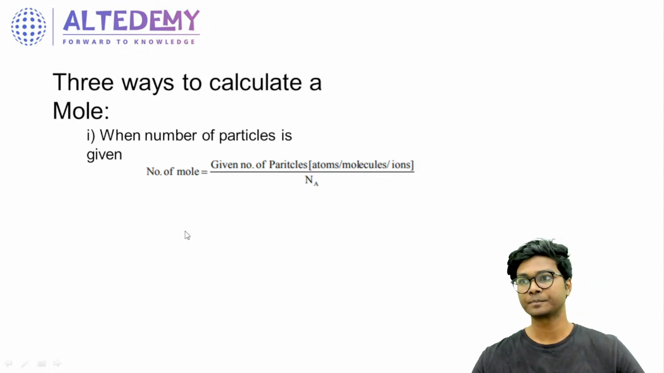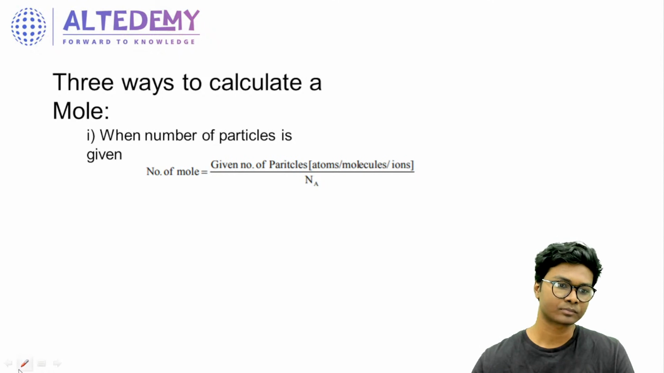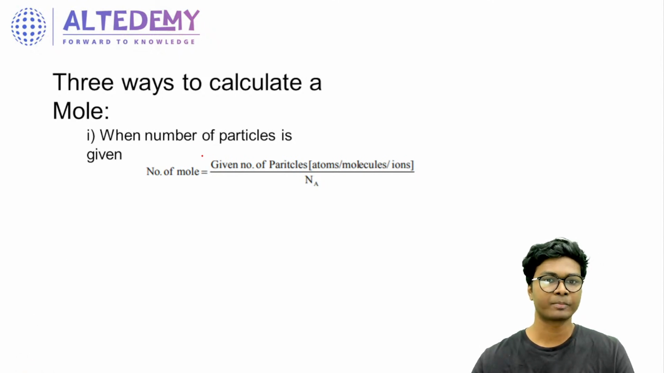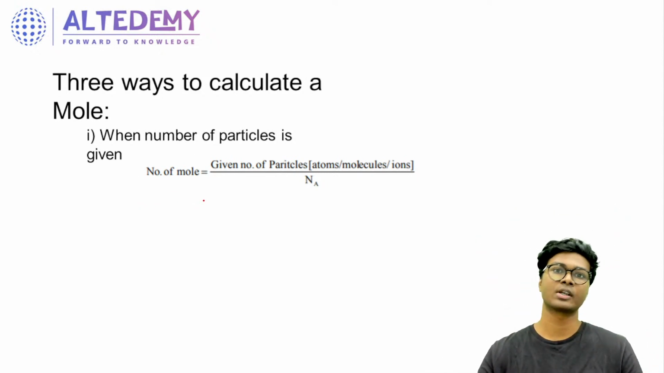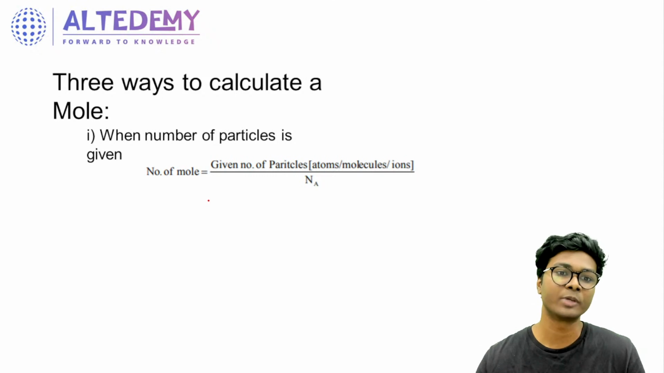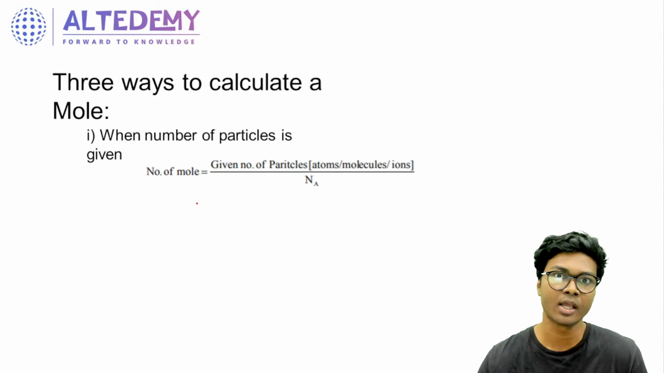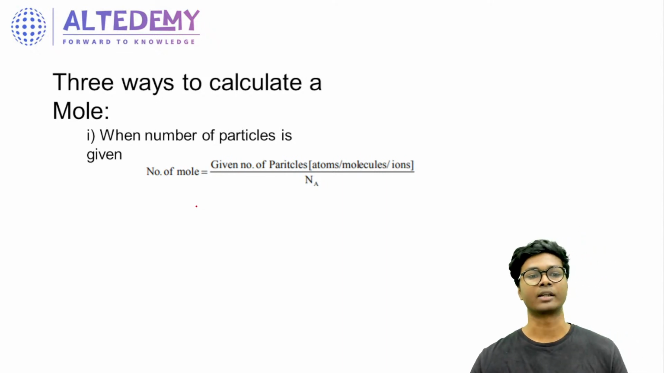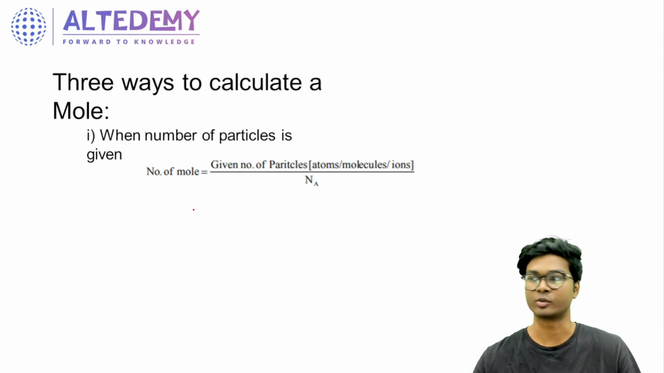So basically, now there are three ways to calculate a mole. Okay. The first way is when the number of particles is given. These three ways to calculate mole are important because they will help us in numericals. The previous one was theoretical, the definition, the stoichiometry definition, the molar mass definition, that was all theory. But this is the most important thing. This you will need for calculation, which will be coming in exams.